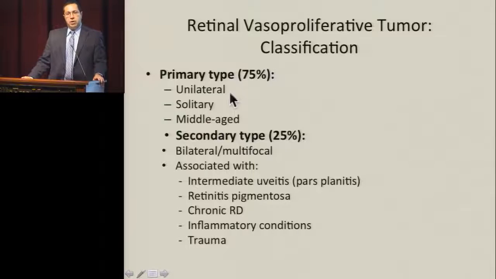As for classification, they are divided into two types. One is the primary type, which you can see is the most common group. 75% is the primary type, doesn't have any systemic associations. These are usually one tumor in one eye. The secondary type, which is only 1/4 of cases, can be bilateral, can be multifocal, and can be associated with several conditions. One of them is pars planitis, retinitis pigmentosa is another one, and some other conditions, traumas and retinal detachments and so on.